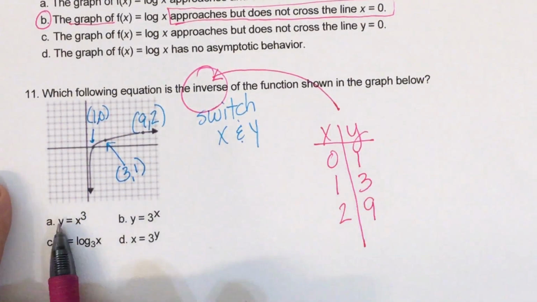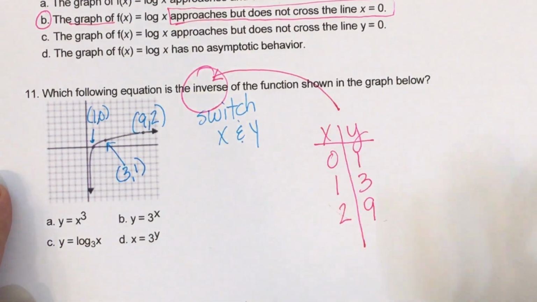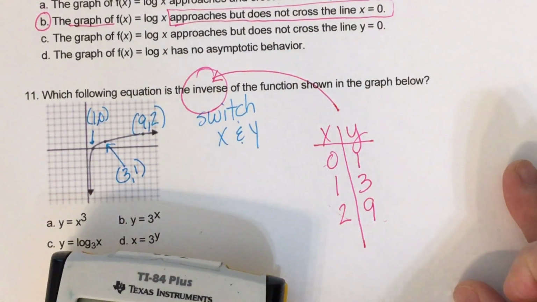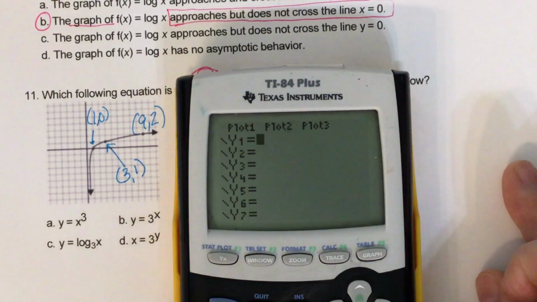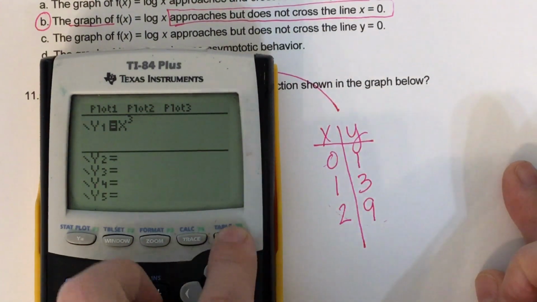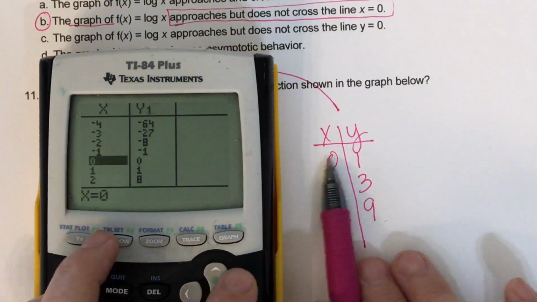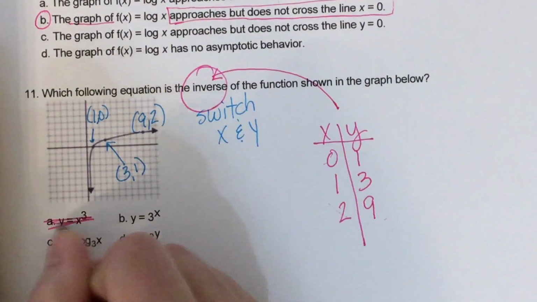So I need to put these into my y equals and see which one pops up a table that has these numbers. Okay, so let's just try it. So I'm going to put answer choice A in, which is x raised to the third. And I'm going to go to my table. So second graph, and let's see. Do we see 0, 1? No. Answer choice A is out.